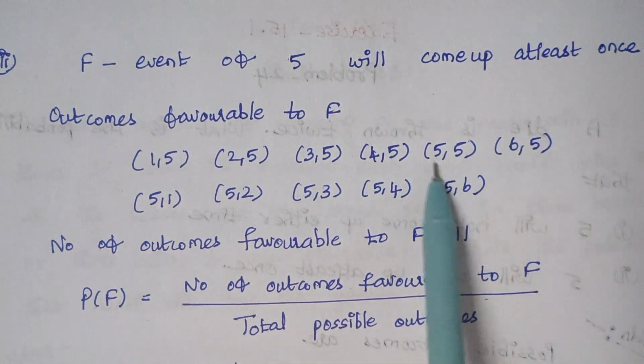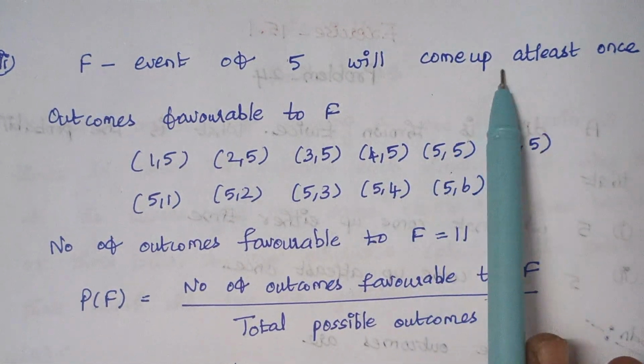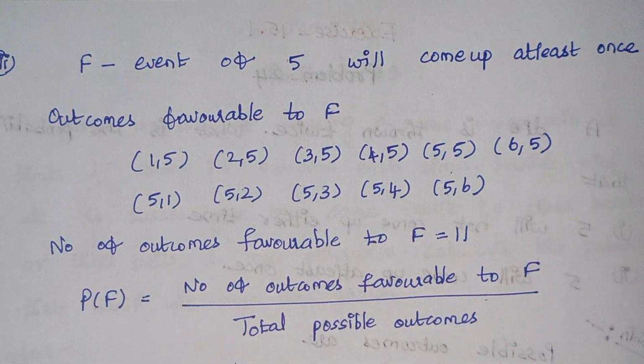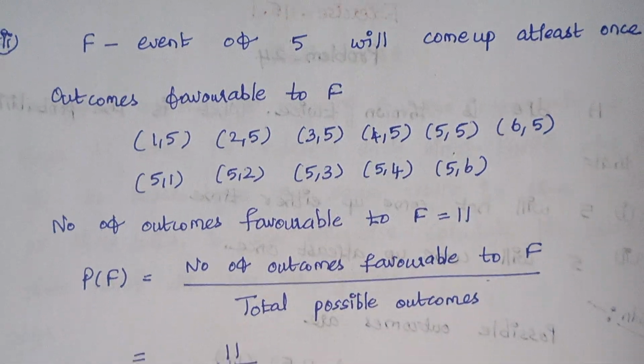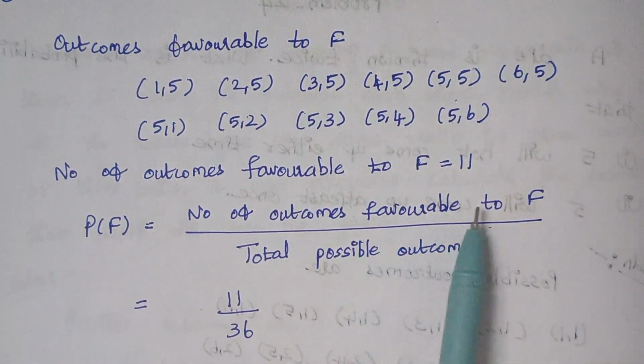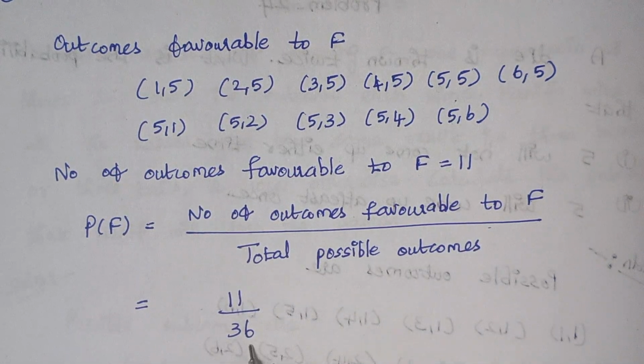So here you have to note this. You can write this 5, 5 option also, because the question is you should have 5 at least one time. So if you have 5 both times, it is okay. So number of favorable outcomes are 11. The probability is number of favorable outcomes divided by total possible outcomes. So here it is 11 by 36.